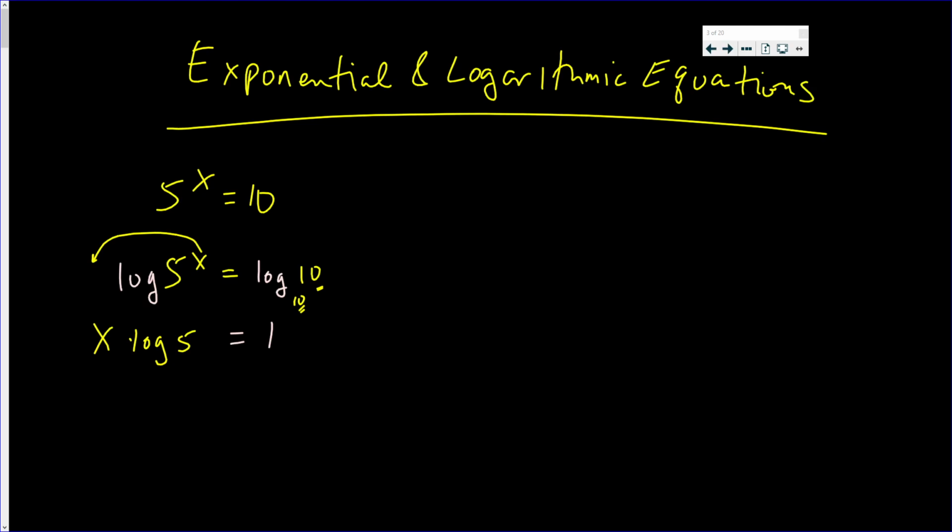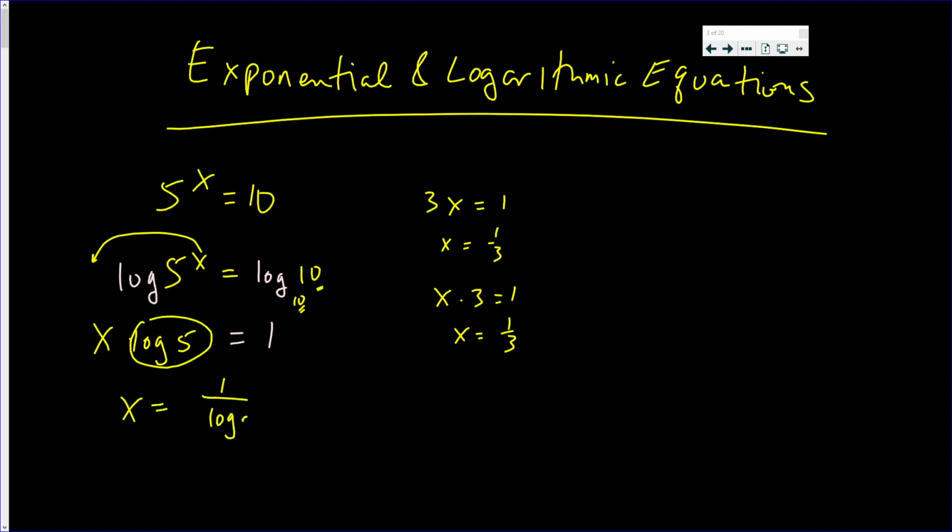Well, this is x times log 5, or log 5 times x. If you had 3x equal 1, well then you would say x is 1/3. If you had x times 3 equals 1, you would say x is 1/3. That's like the 3. This is 1 over log 5. That is what x equals.